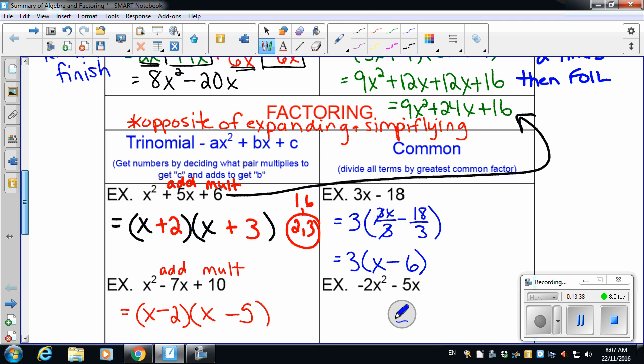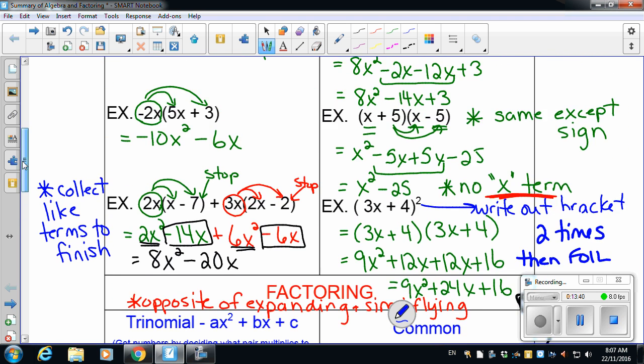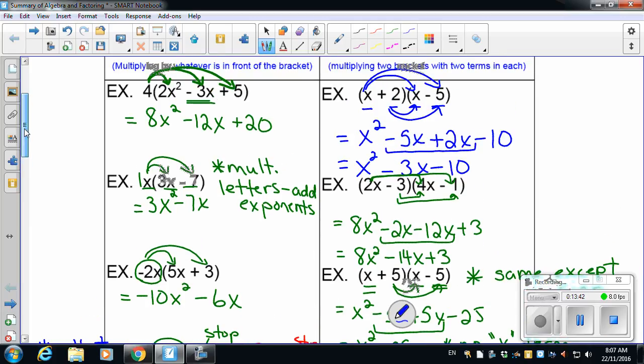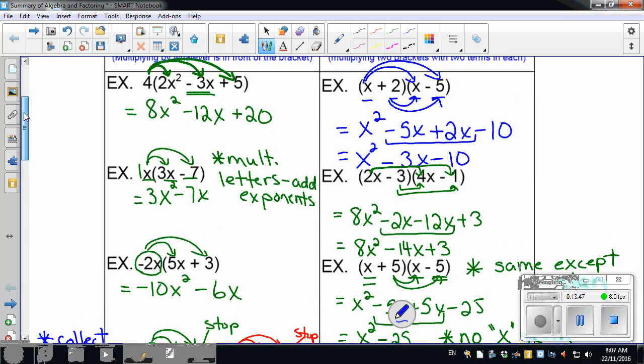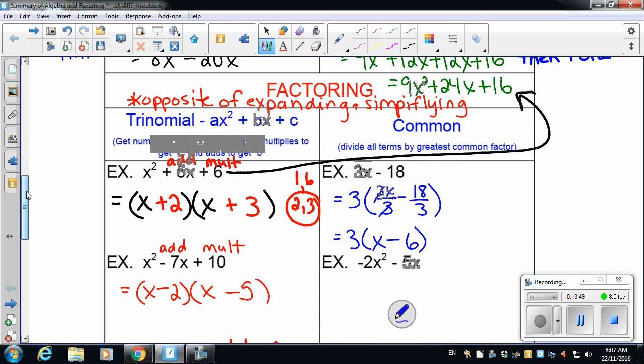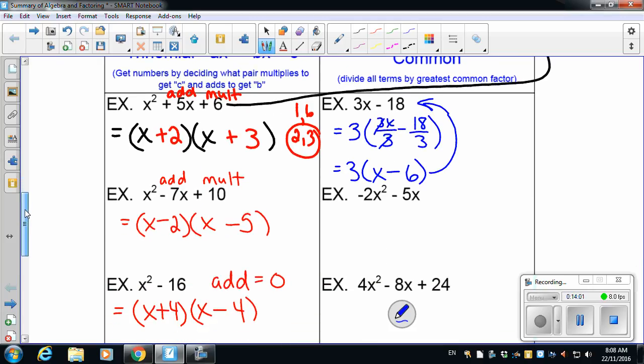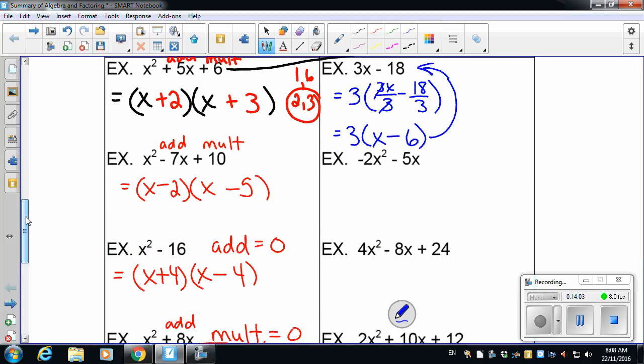So the idea is, if I look back at these questions, I have a number in front of a bracket and it expanded out. Now I've got my number in front of the bracket, and if I took off the bracket, I would get that answer. So common factoring is dividing everything by the greatest common factor. So next one, 2 and 5 don't divide by anything, but they each will divide by x. So it's like taking an x out of each one.